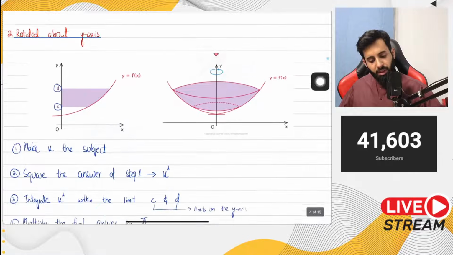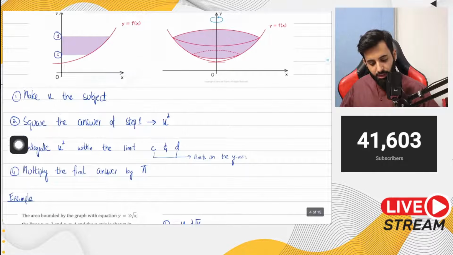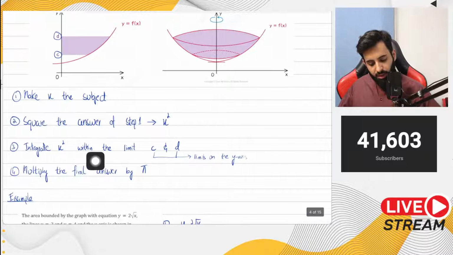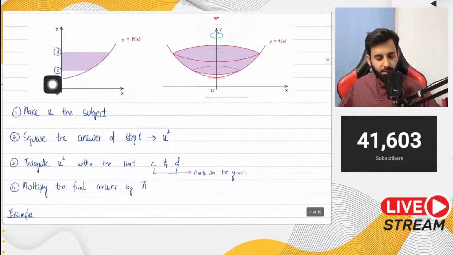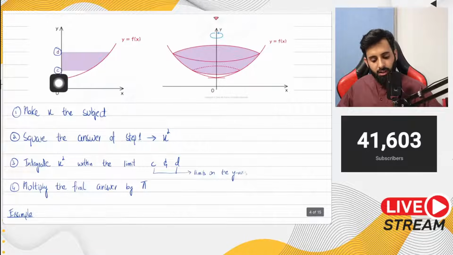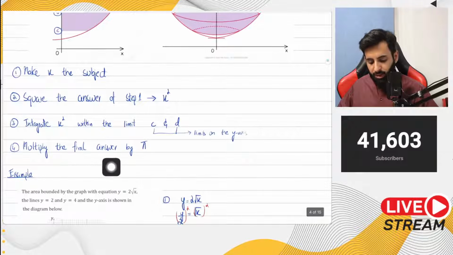Just like that, if you're rotating it about the y-axis, remember to follow these 4 simple steps. Number 1, you need to make x the subject. Number 2, you need to square the answer of step 1. And number 3, you need to integrate it within the limits c and d. Whatever the limits on the y-axis are, the part of the curve you are rotating, where it starts becomes your lower limit and where it ends becomes your upper limit, okay? And then you need to multiply the final answer by pi.